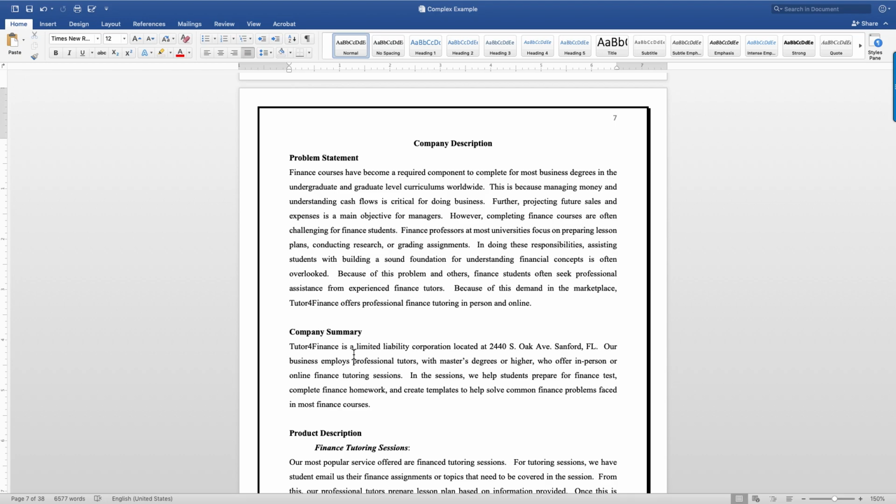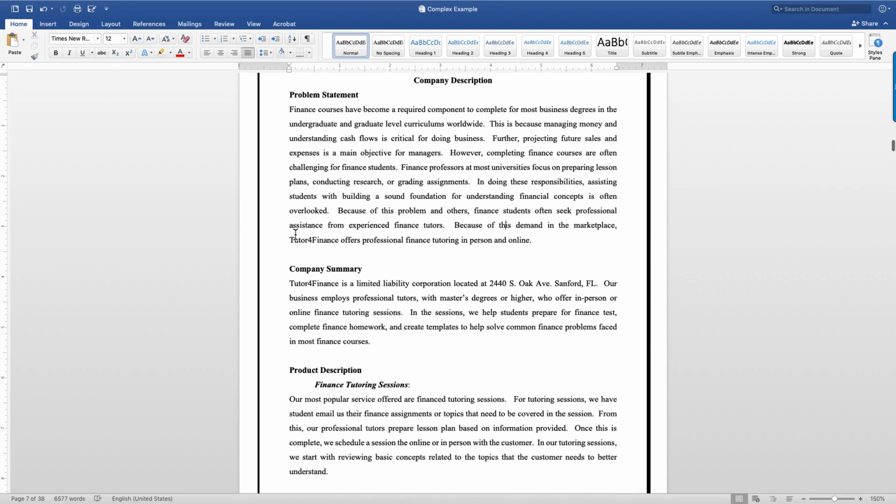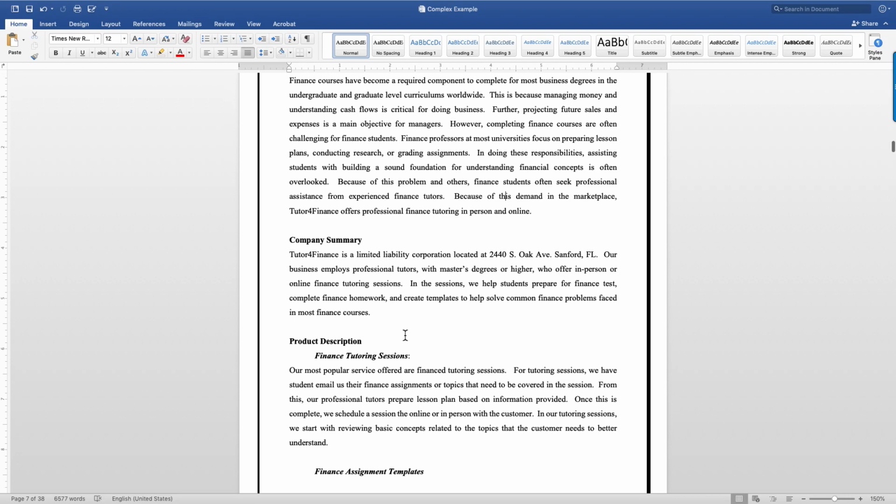The problem statement shows here's what the problem is, and then we dive right into the company summary as to how the company is going to solve this problem. The company summary is going to talk about where the company is located, how it's going to be formed, and what it's going to do.